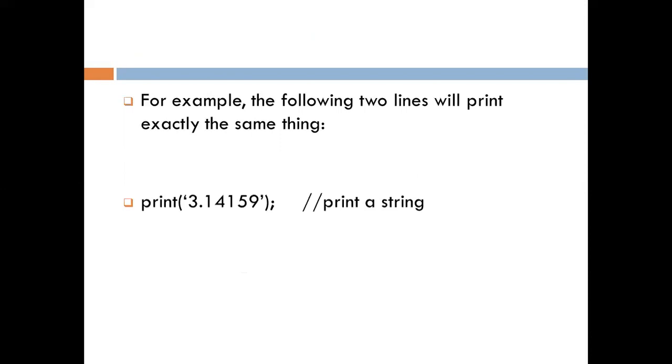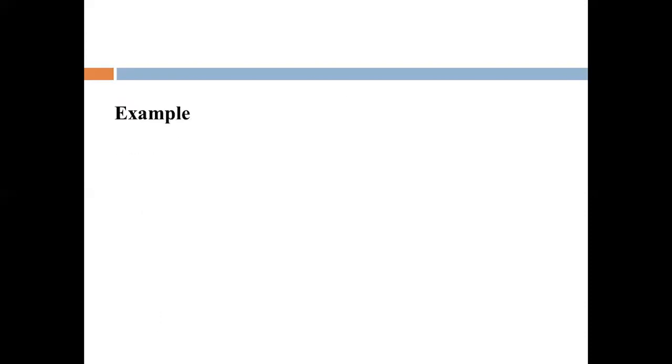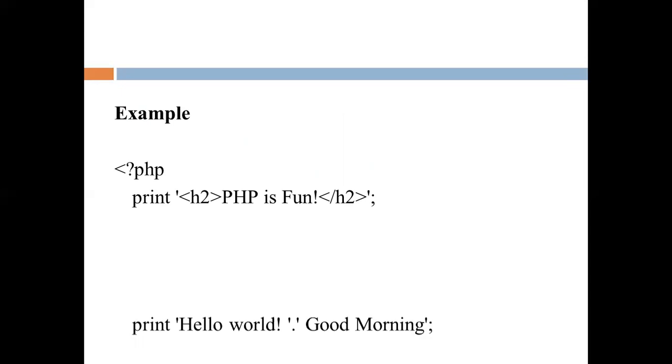For example, print in brackets with single quotation marks. Here I'm putting some value, so it will be considered a string value because we are using quotation marks. Print in brackets without quotation marks: if I'm passing a number value, then it will be considered a numeric value. For example, in a PHP script, print a heading tag and some statement.